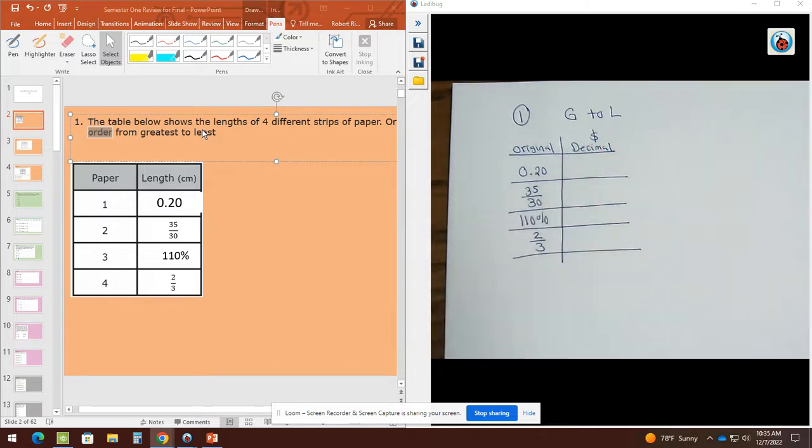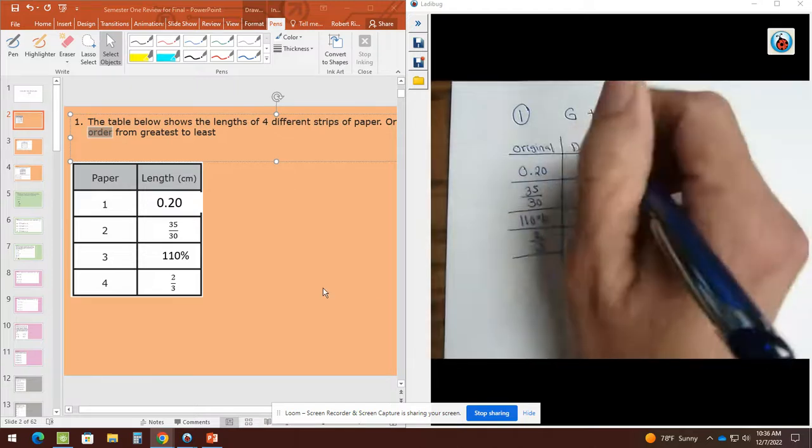So we have paper one became 0.20, paper two is 35 out of 30, paper three 110%, paper four would be the 2/3. So once I transfer, you're basically taking the test in front of a computer, so you're gonna transfer that information to your paper. Now I'm gonna check whichever is already a decimal or as money, and I'm just gonna transfer it this way.